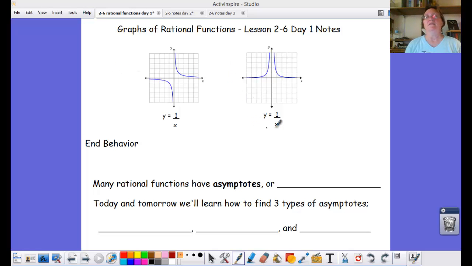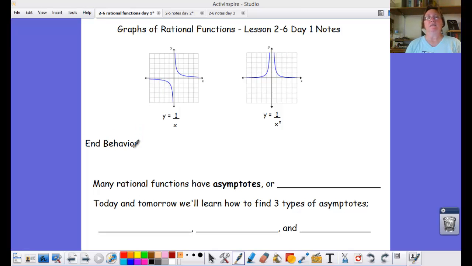I often call this one the butterfly, although I've heard other names for this as well, but that's what it reminds me of. This one, 1 over x squared, so over an even exponent. This one to me looks like a volcano. The graph is still in two pieces. First and second quadrants is the normal location for it.